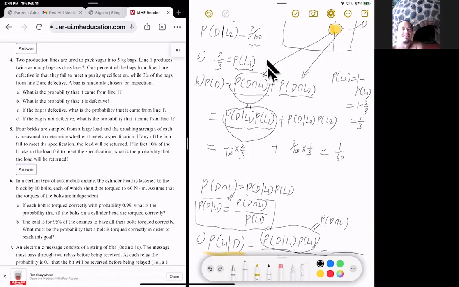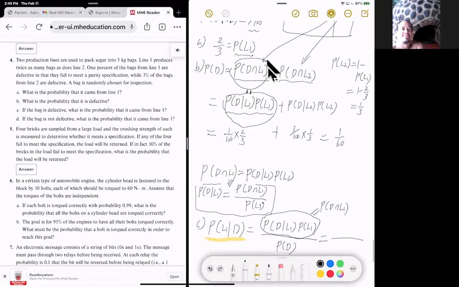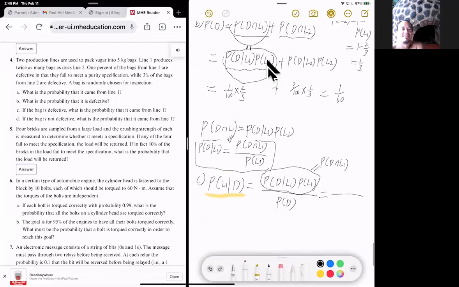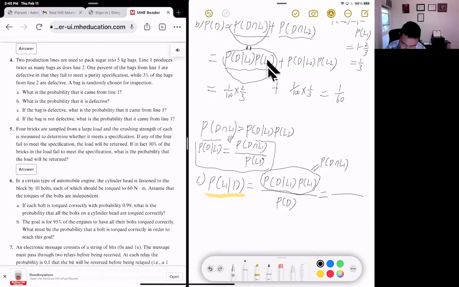I'm sorry, I can't see the bottom of that equation. Could you scroll up just a little bit? Oh, okay. So that's P(D and L1). And yeah, the half circle facing down, that's "and".